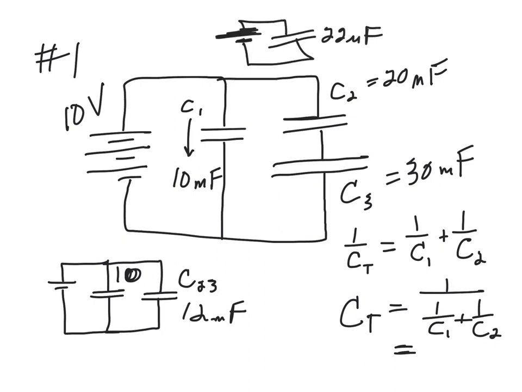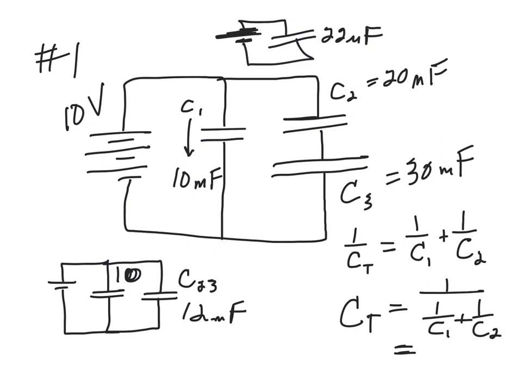So getting a little sloppy here, but here's the figure of these two combined, 22. And so it means that this 10-volt battery, if it were connected to a single 22 millifarad capacitor, it would be exactly the same as a 10-volt battery hooked up to these three. This combination is equivalent to that.